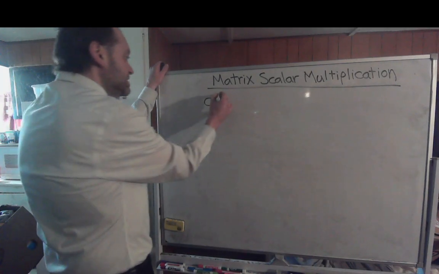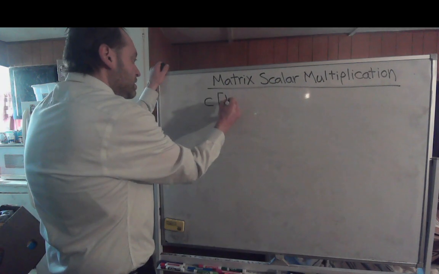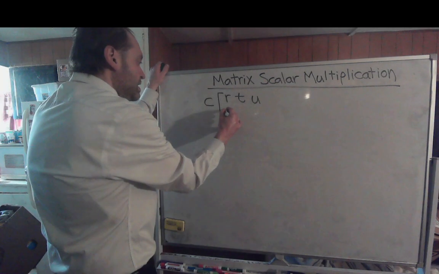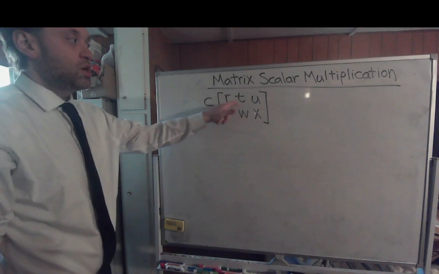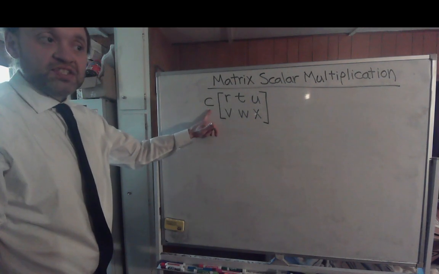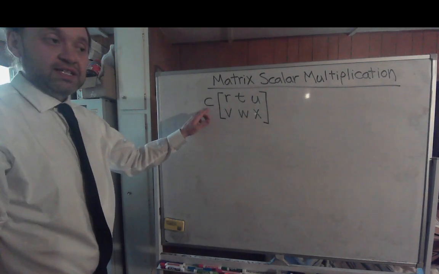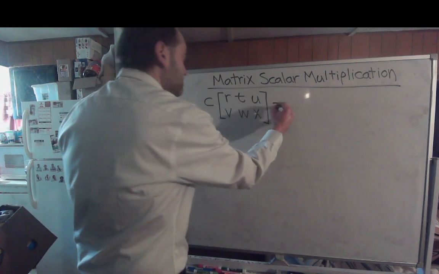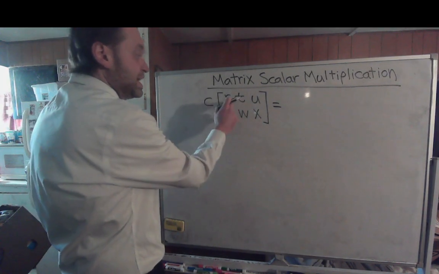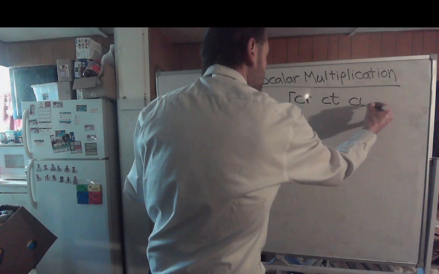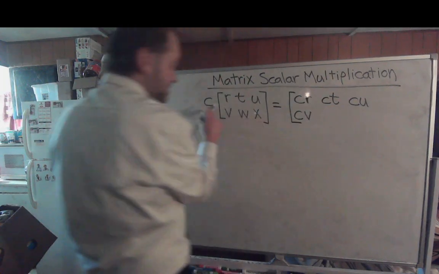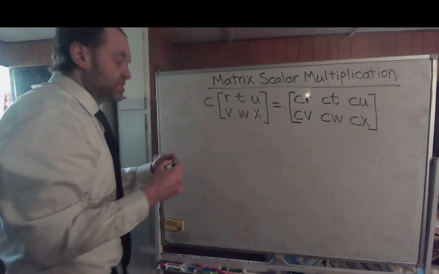C, which is some arbitrary constant outside of the matrix with entries R, T, U, V, W, X. So I have a matrix here with entries R, T, U, V, W, X. Outside I have some constant that I can multiply the matrix by. That constant C is called the scalar multiple. You're going to take that scalar multiple and multiply each entry of your matrix by that scalar multiple. That would give me a new matrix of C times R, which would be CR, C times T, which would be CT, C times U, which would be CU, C times V, which would be CV, C times W, which would be CW, and then C times X, which would be CX.